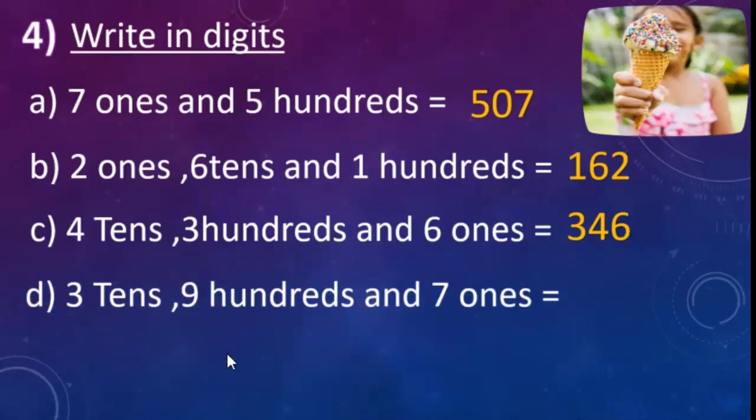After that we have 3 tenths, 9 hundreds, and 7 ones. 3 in tenths place, 9 in hundreds place, and 7 in ones. So we will write 9 in hundreds place, after that 3 in tenths place, the last one 7 in ones place, so the number will be 937.